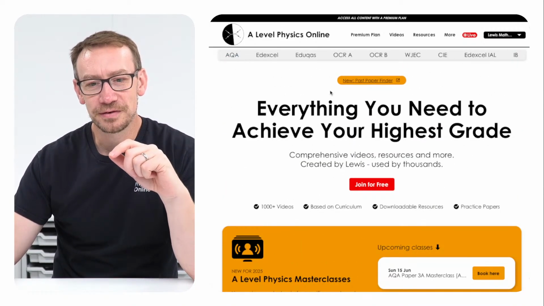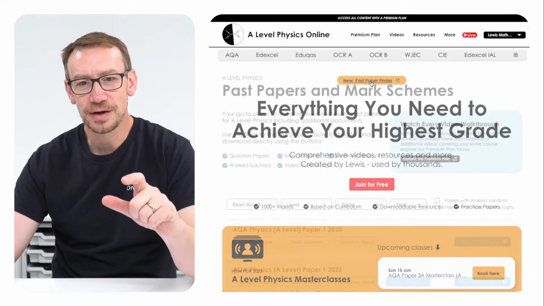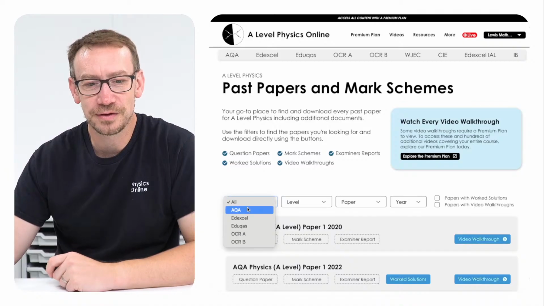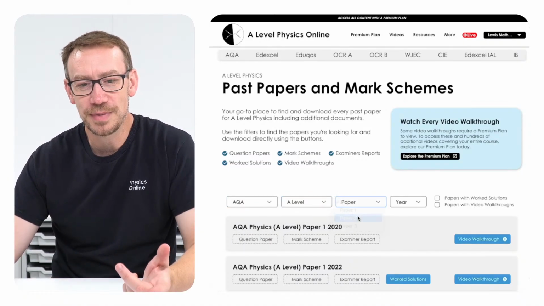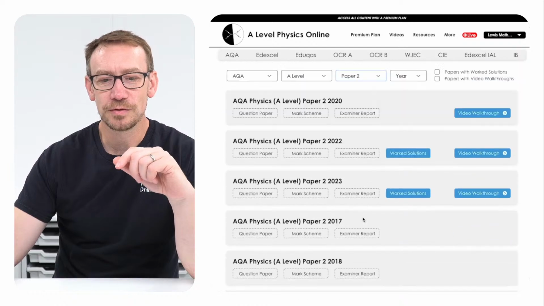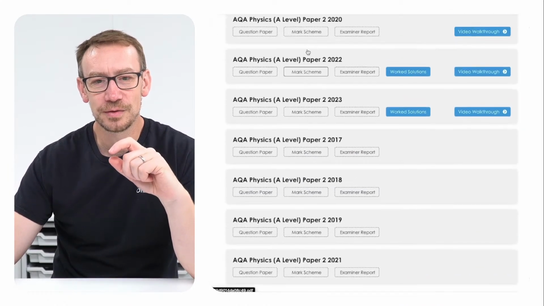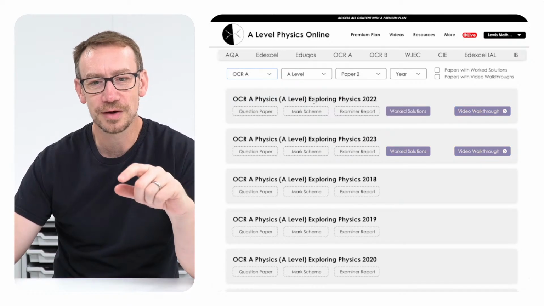So the first thing is from the main page. It says Past Paper Finder. If you go to the Past Paper Finder, you can select your exam board, you can select the level, which would be A-level, and it's going to be paper 2. And then what you'll find are all of the past papers in an easy to find way. So let's have a look, so there's no copyright issues, let's look at some OCR stuff.